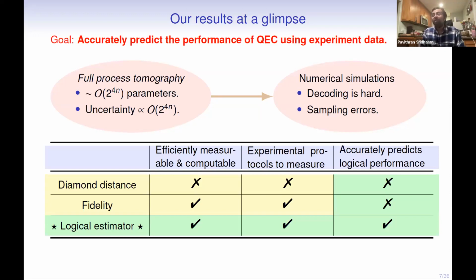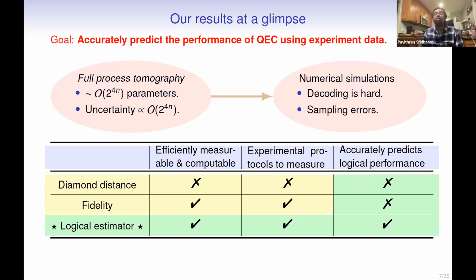Now, what we found out in our work is that though diamond distance and fidelity possess their own attractive features, for instance, diamond distance is a mathematically interesting metric and fidelity can be measured, the green zone of this table is what we discovered: none of these available metrics are good enough to predict that y value on the plot, which is what suppression of logical error you can get with the physical hardware.